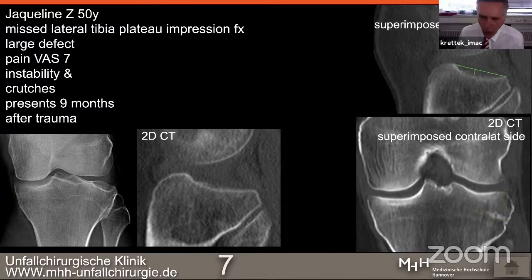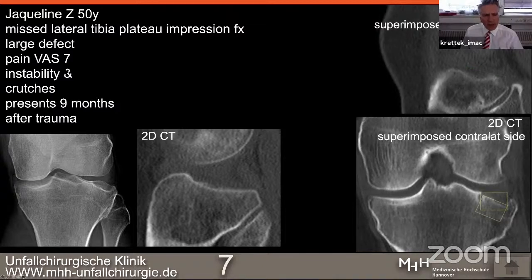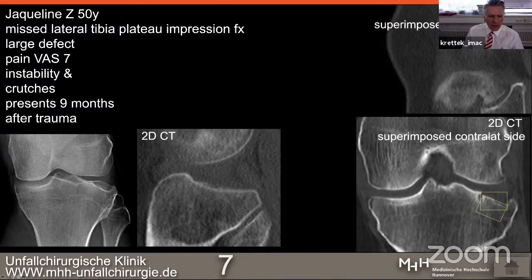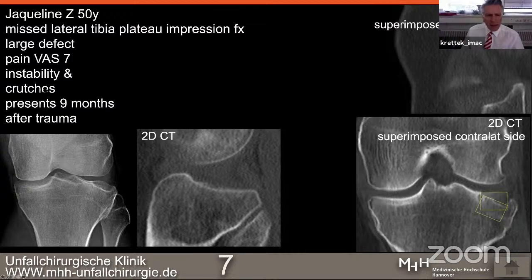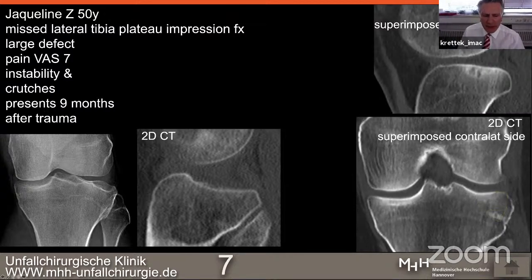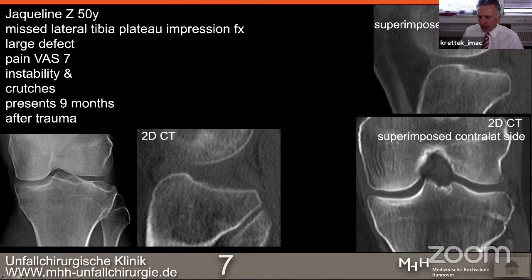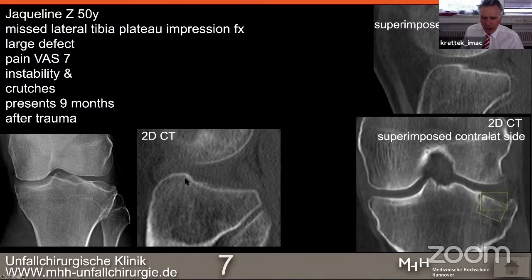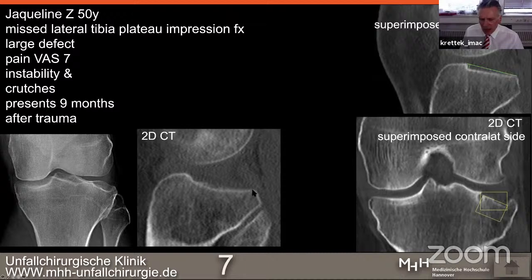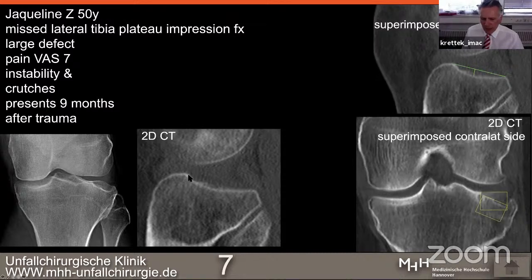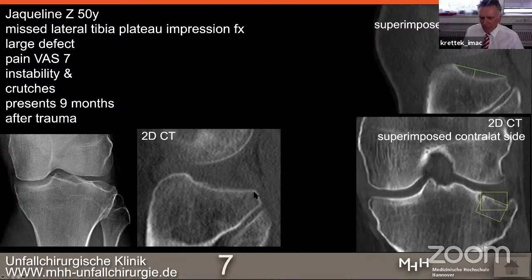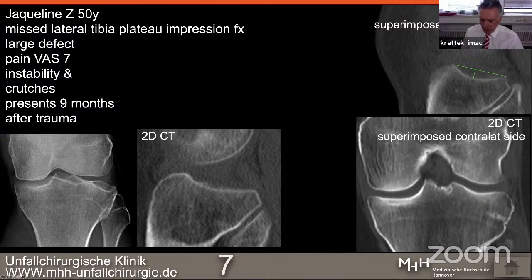So this all has healed, but the patient has a significant amount of pain, VAS of 7. She is unstable. She walks on crutches, and she presents 9 months after trauma. Everything has healed. So how can we correct an intra-articular deformity, a concave deformity on the lateral plateau?